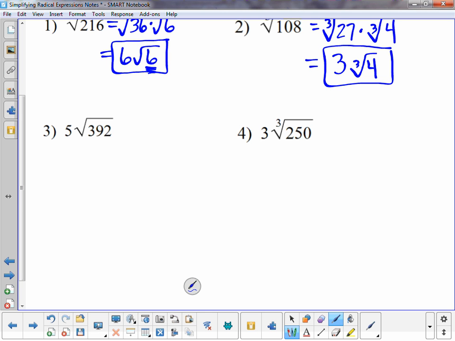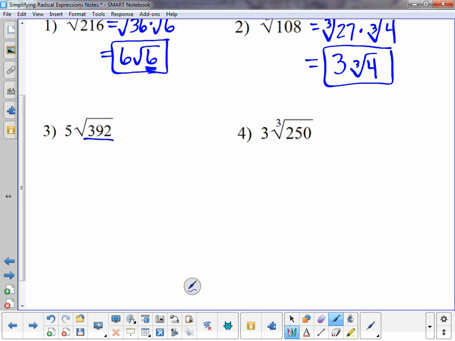Number 4 is 3 times the cubed root of 250. So now on these, we just have a number multiplying to what the radical is, and I'll show you how to do that in a minute. But first, let's just focus on 392. What is a factor of 392 that you think is a perfect square?